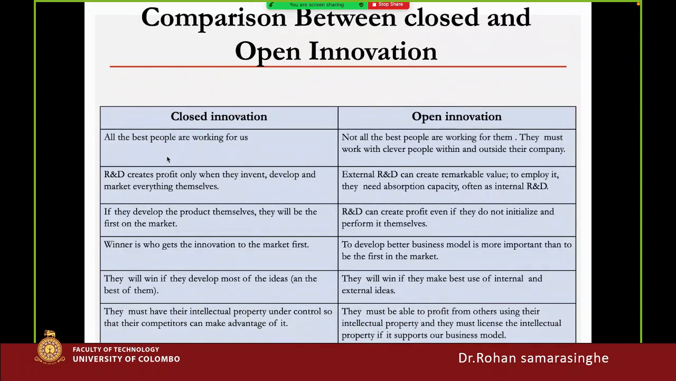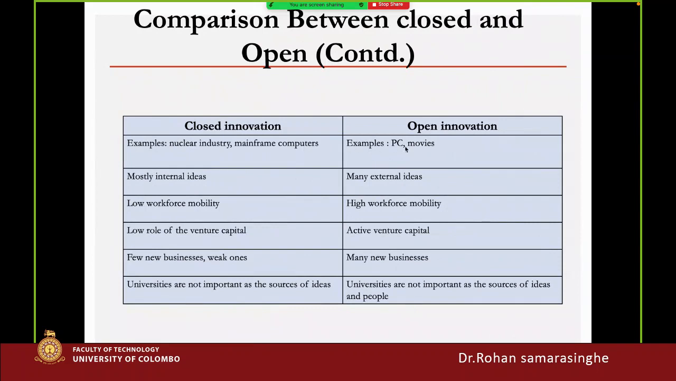And also examples for this: nuclear industry, mainframe computers, opening PCs and movies. Mostly internal ideas, mostly external ideas. Low workforce mobility, high workforce mobility, because in closed innovation they have to use the in-house developers. In open innovation they can use both in-house and outsiders. Low role for venture capital, versus active venture capital, because if they have a venture capital department, they can promote the external parties. Few new businesses, weak ones, versus many new businesses, because external parties will introduce new products and services. In closed innovation, universities are not important as a source of ideas, because they are not going to get the external idea. Universities and other research labs are not important as the source of ideas.